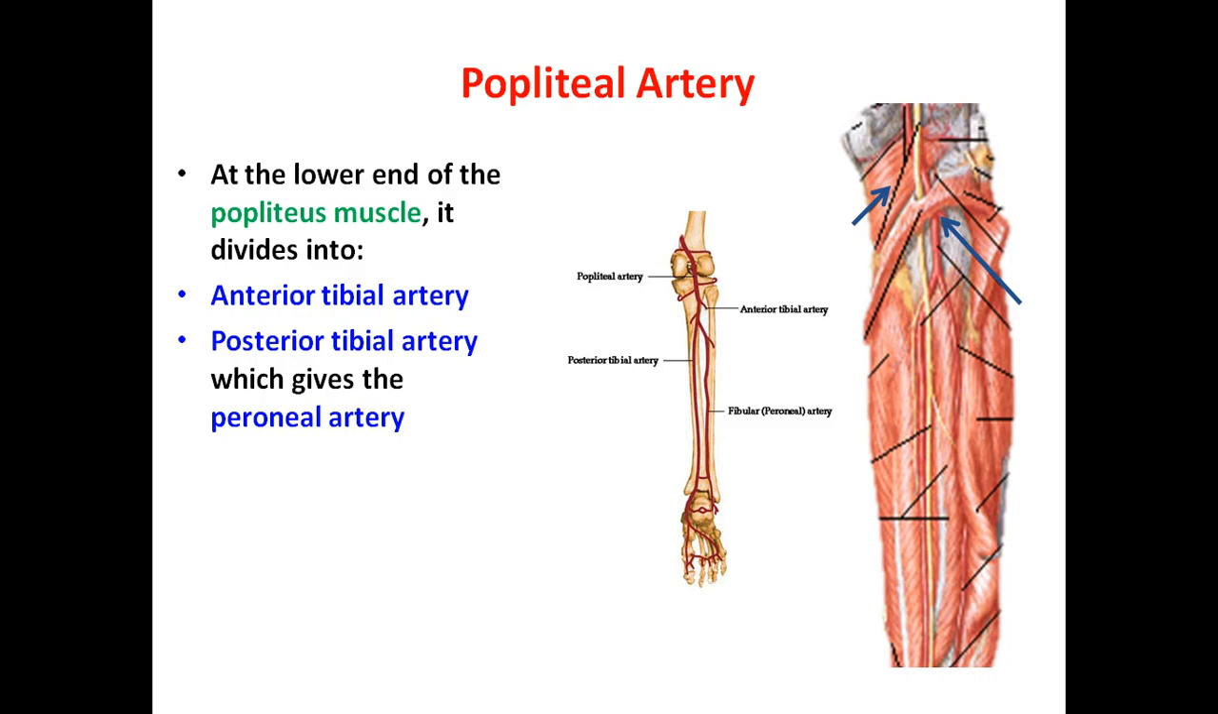Now in the leg we have three compartments. Anterior compartment of leg is supplied by anterior tibial, posterior compartment of leg or the calf area by posterior tibial, and lateral compartment of the leg by peroneal artery or the fibular artery.